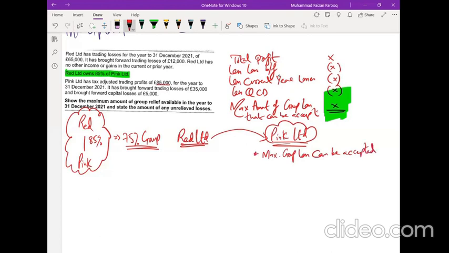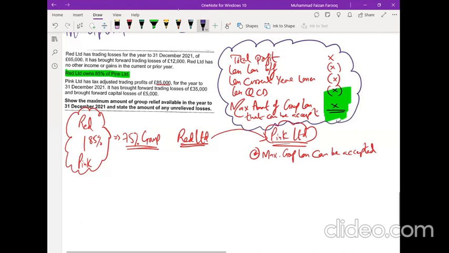I just copied the format here as well. Now Pink Limited's information is also on the screen, in the question. Can you tell me the total profit of Pink Limited? Total profit means everything, but here they only have the tax adjusted trading profit. Total profit includes interest income and property income, each and everything, right?